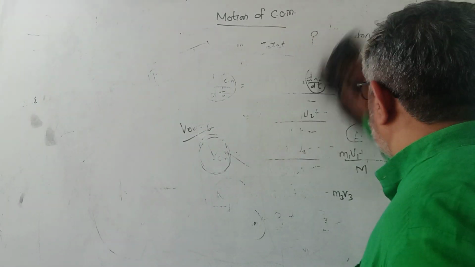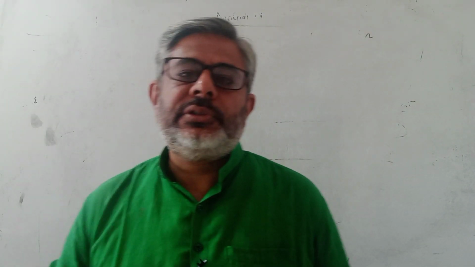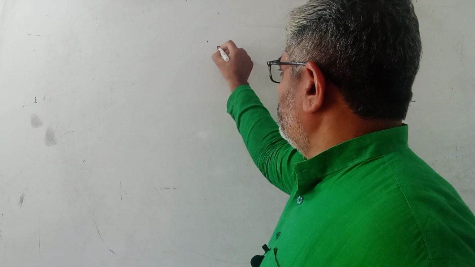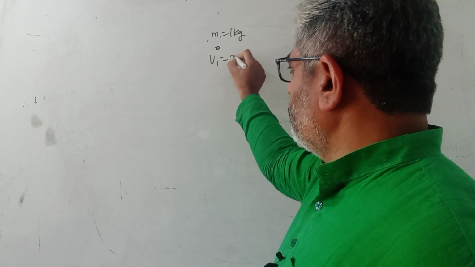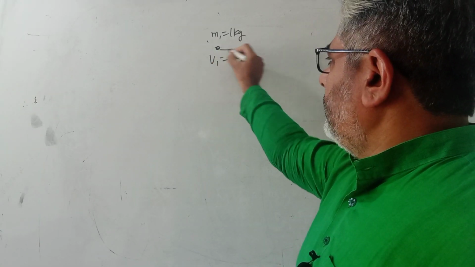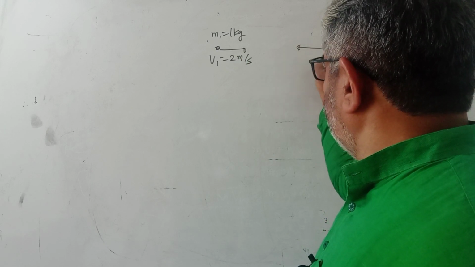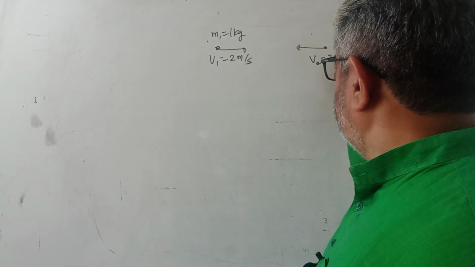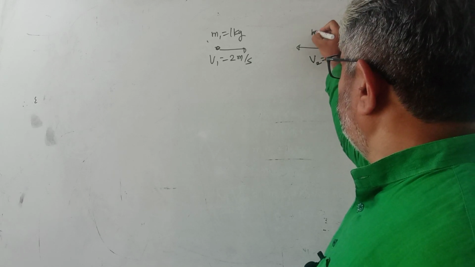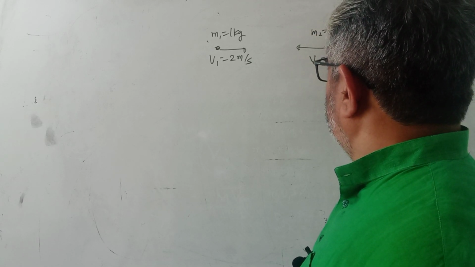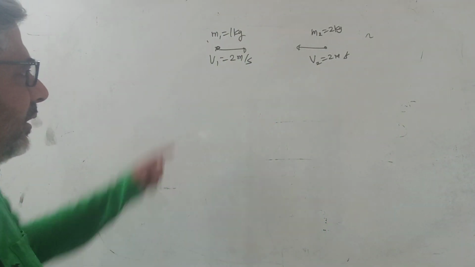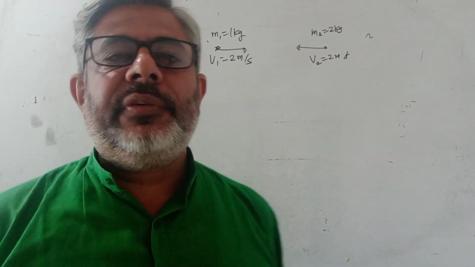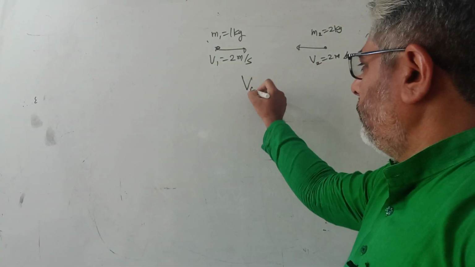So let us try to calculate the velocity of the center of mass. Suppose this is mass m1. I am taking very simple examples, so some of you will think he is taking too simple ones, but right now, to explain the concepts, very simple examples are needed. Let us say this is 2 meters per second and this is m2 equals 2 kg. So these are m1 and m2, two masses moving towards each other with velocities 2 and 2, the same velocity but different masses, and I need to calculate the velocity of the center of mass.